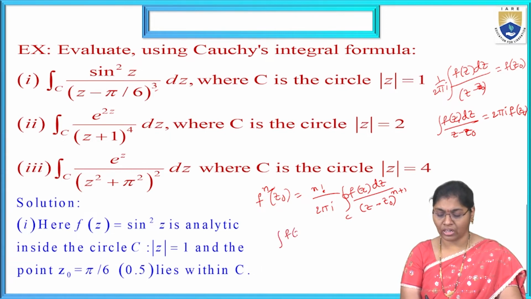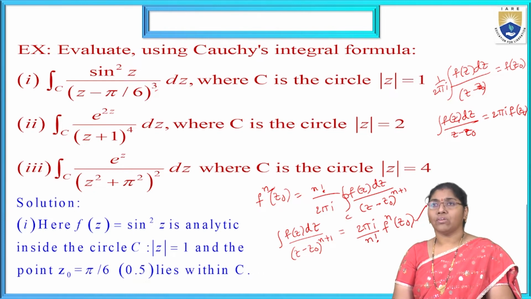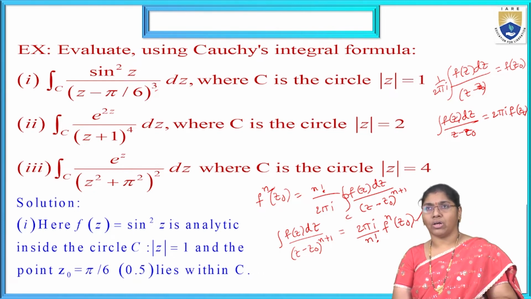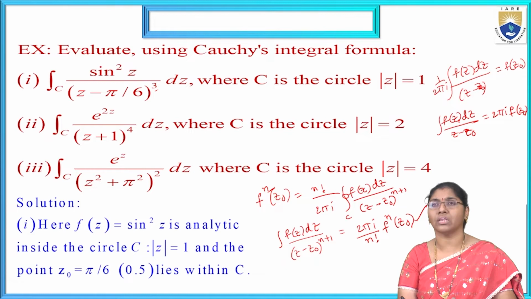Now this can also be written as the integral of f of z dz by z minus z naught to the power of n plus 1 is equal to 2 pi i by n factorial into f n of z naught. This is the generalized Cauchy integral formula. Now it comes under the Cauchy integral formula onwards. Now the second derivative, third derivative, fourth derivative, up to the nth derivative, we get this one.